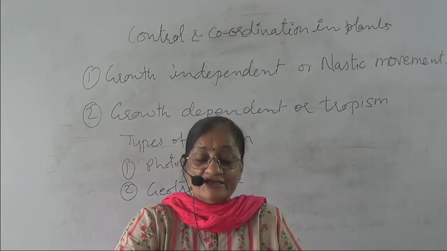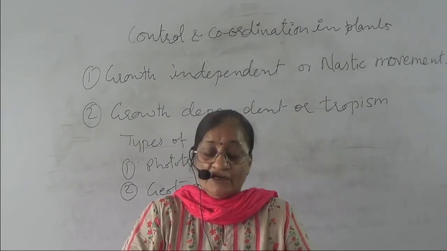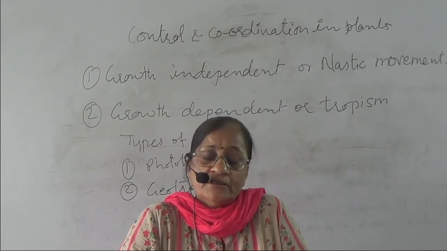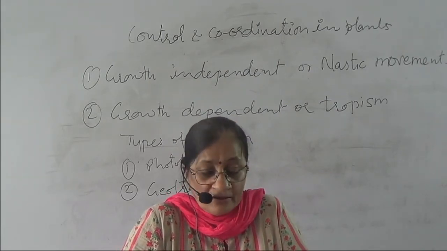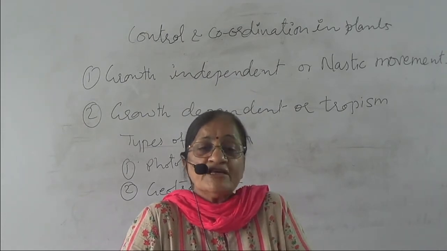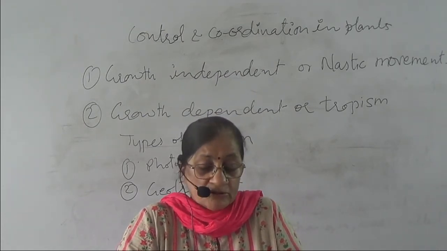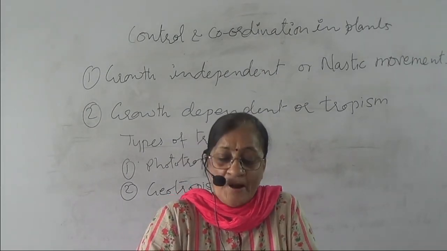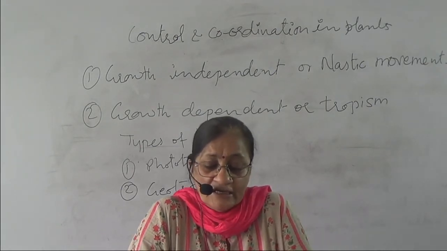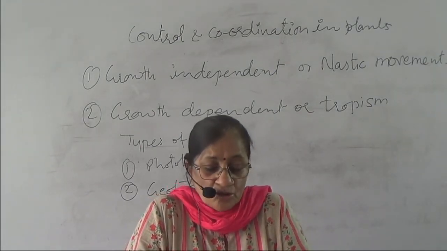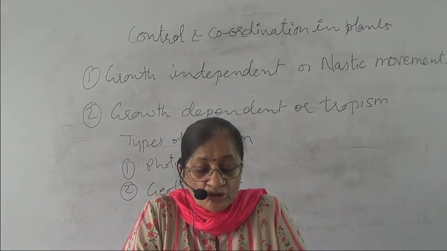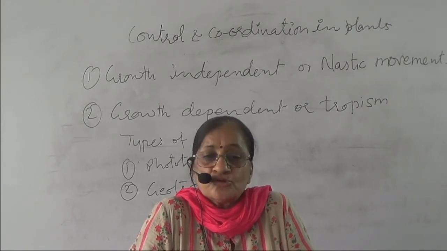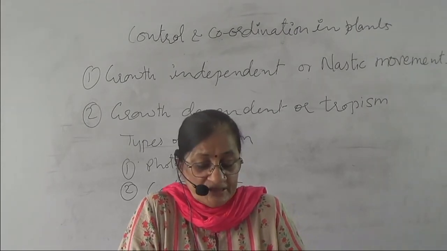Example, we see when we grow a seed, its roots all and it germinate. It has two parts, plumule and radical. The radical always moves towards the soil or towards the gravity, and the plumule or the stem part always moves against the direction of gravity. So the roots show the positive geotropism and the stem shows the negative geotropism.